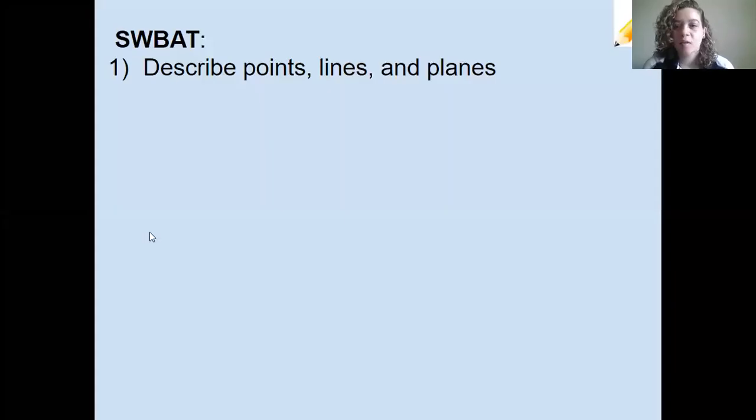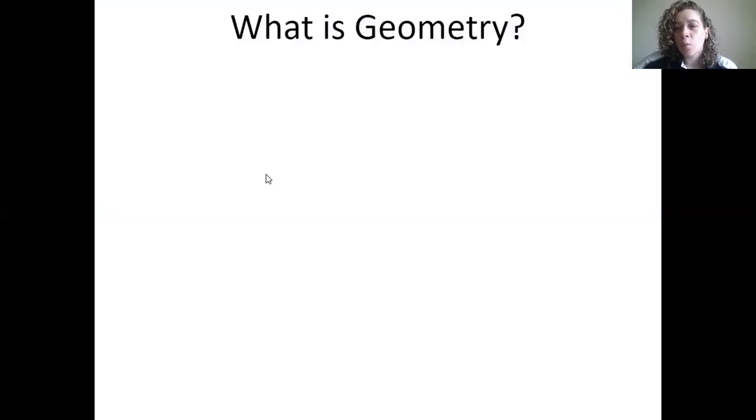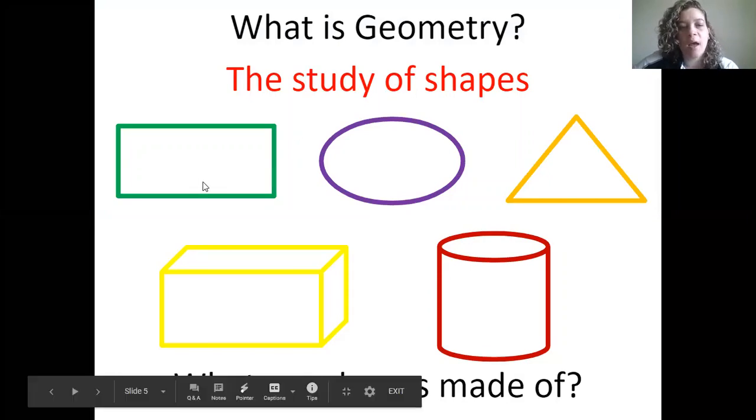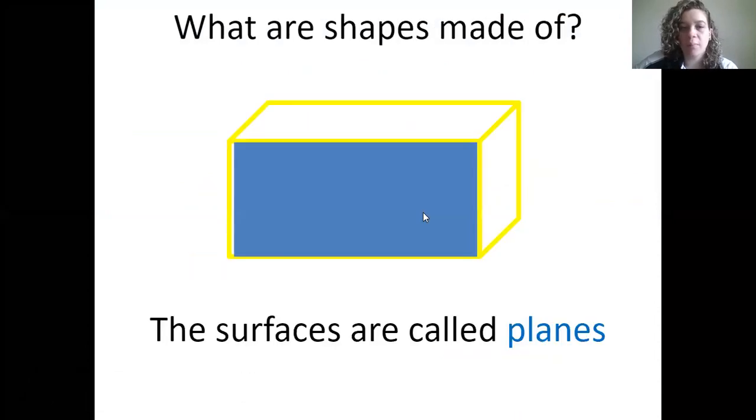Hi, geometry. So I am going to explain your first SWBAT, which is to describe points, lines, and planes. So what is geometry? Geometry is the study of shapes. And what are shapes made of? If you can, just look really quickly at the 5 given shapes, okay?